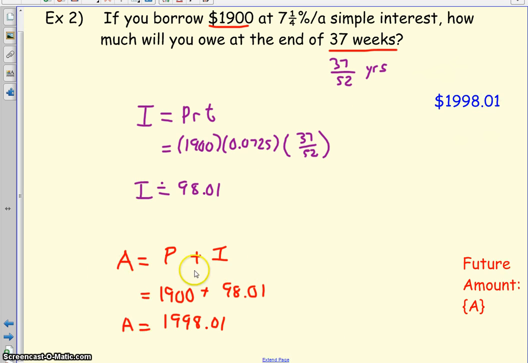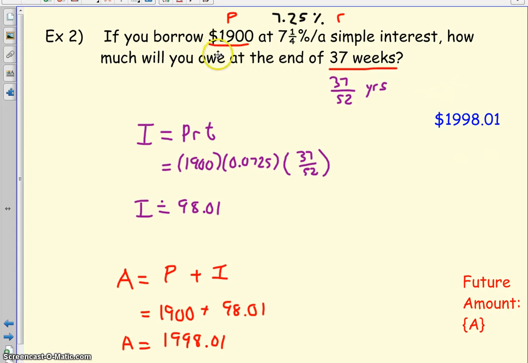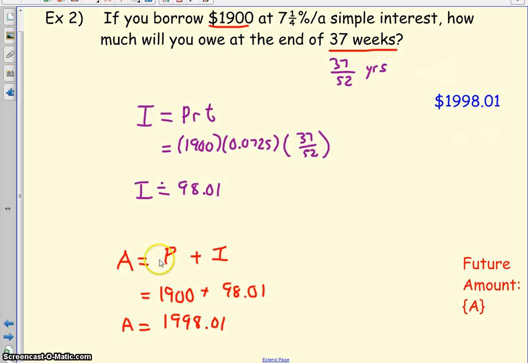Okay, what this is referred to as is the future amount of the loan or the investment. So in this case, you borrowed $1,900. Its future amount, how much you're going to have to owe at the end of 37 weeks, is going to be your principal plus the interest that you've earned, or that interest that you've had to pay extra in those 37 weeks. Okay, so let's move on.